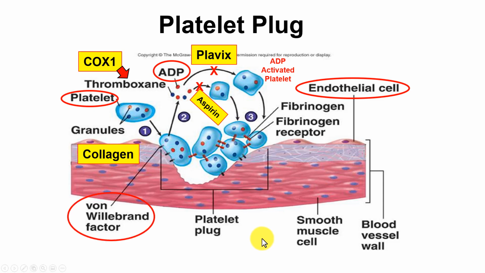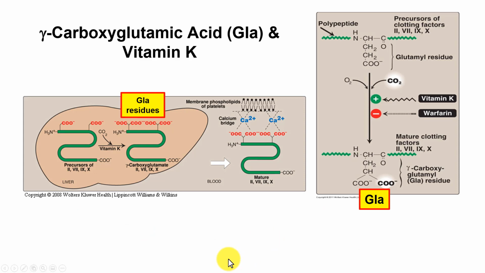And then von Willebrand factor also helps to bind the platelets to the collagen at the site of damage. And fibrinogen and endothelial cells are involved in this as well. We'll talk more about those as well.